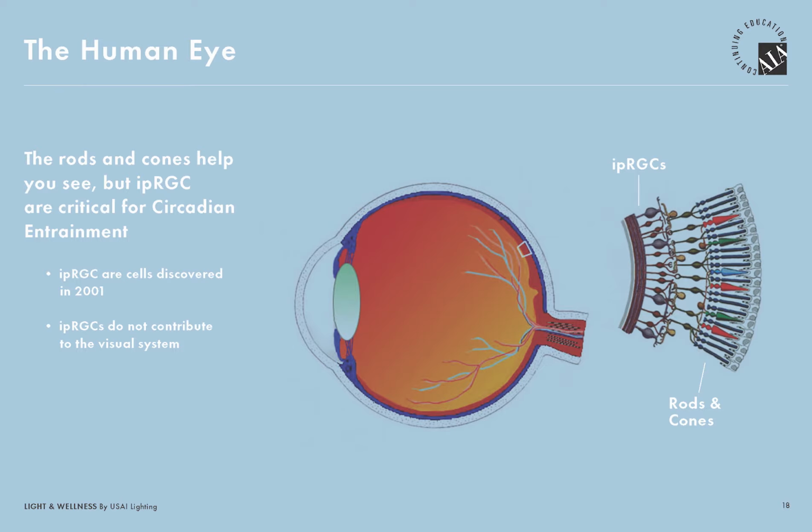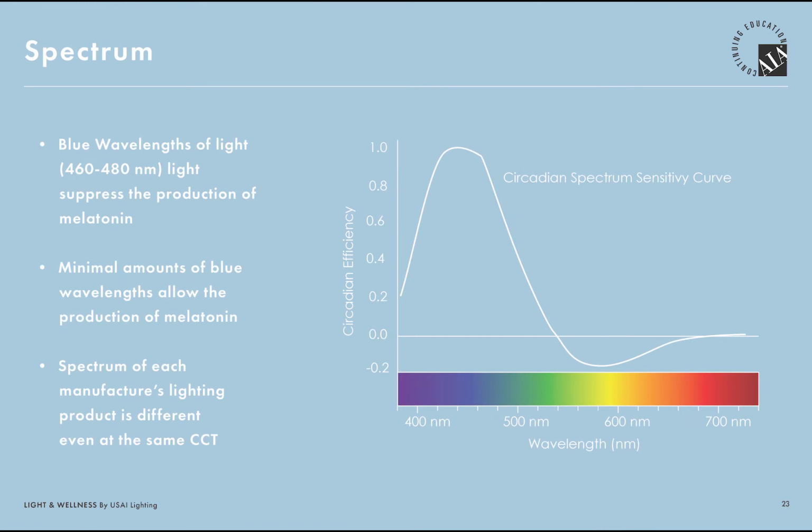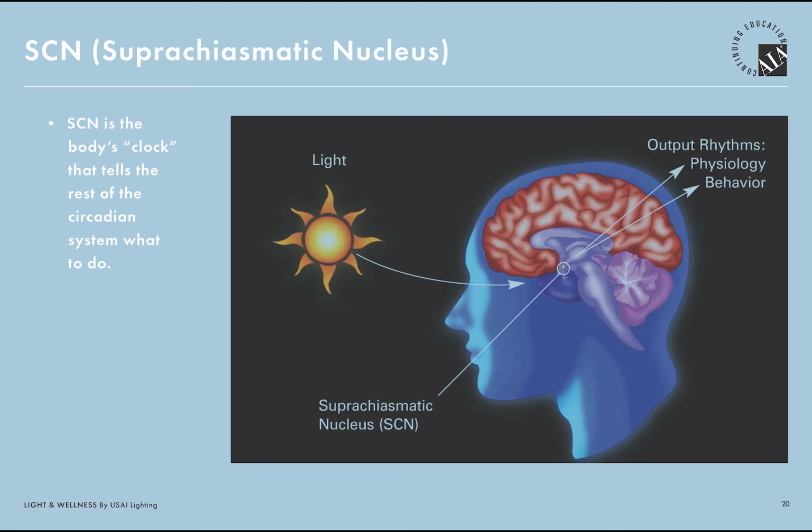So the question is, why is it there? What does it do? And they found that it has a very sensitive wavelength to blue light, and that it then sends the signal along with the rods and cones to a separate section of the brain away from the visual processing called the suprachiasmatic nucleus, or SCN for short. And the SCN is the body's clock that actually regulates our circadian system processes.